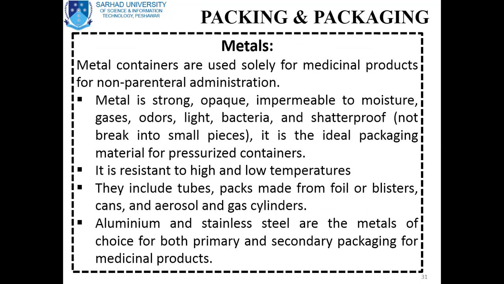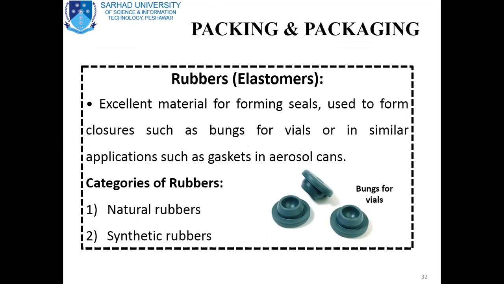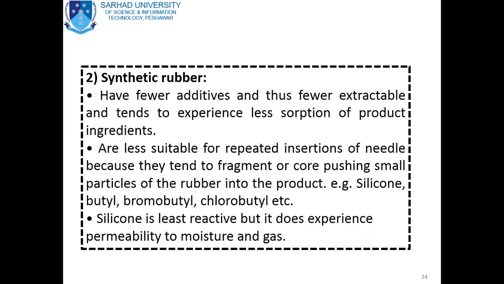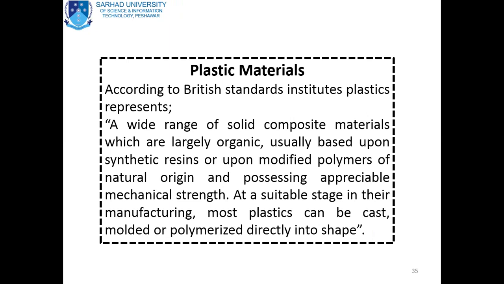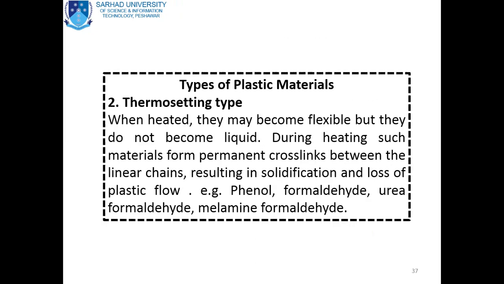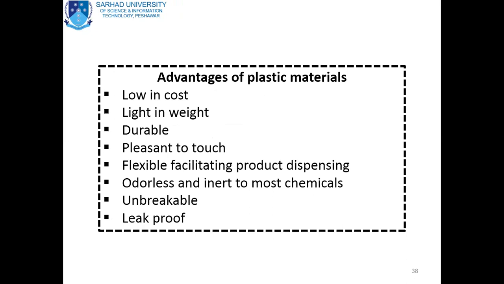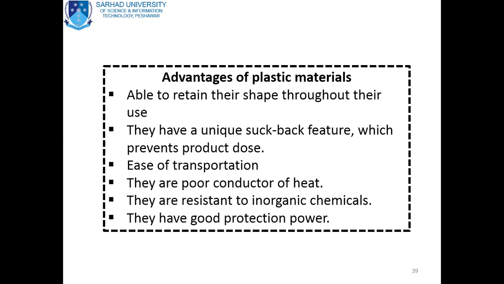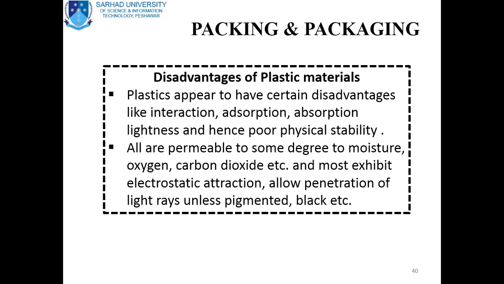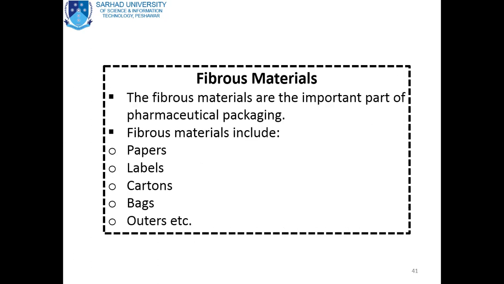And after that, we have discussed metals and rubbers, the packaging material and categories of rubber, that is natural rubber and synthetic rubber. The advantages and disadvantages, then plastic material and the two types of plastic material, that is the thermoplastic type and the thermosetting type, and advantages of the plastic material, as well as we have thoroughly discussed the disadvantages of the plastic material.